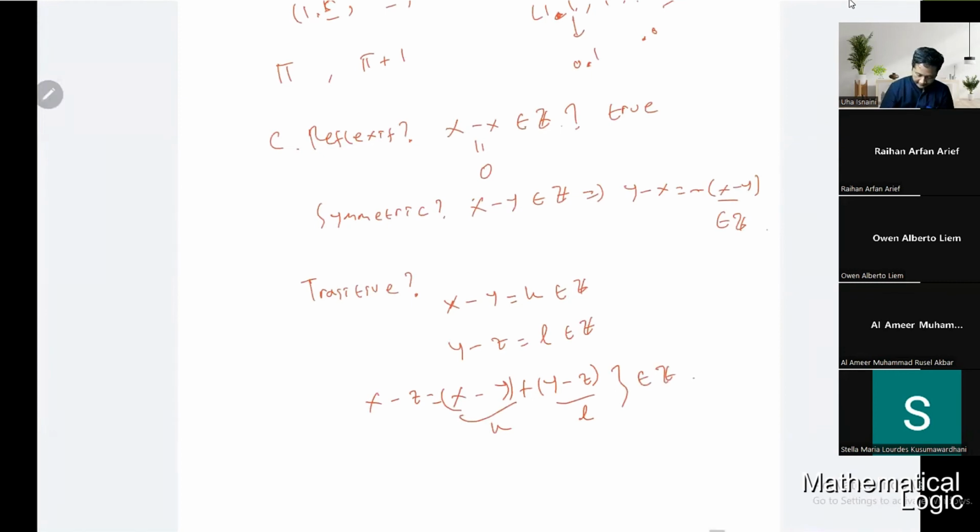Okay. And how about anti-symmetric? Is it correct? Of course, no. Why? Because we know that 1 minus 4 is minus 3, which is in Z. And then we have 4 minus 1, which is 3, also in Z. But 1 is not equal to 4. So it is not anti-symmetric.